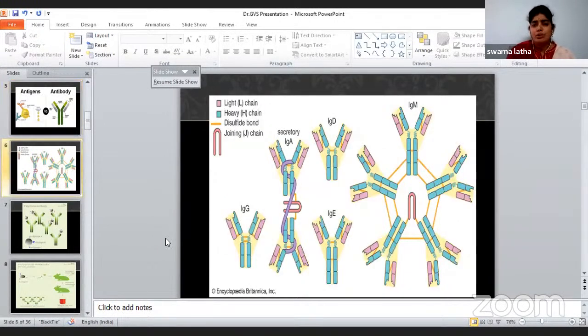And you all know that different types of antibodies are there. The difference in the antibodies is because of the heavy chain difference, because each type will have a different type of heavy chain. It may be gamma type, mu type, epsilon type. Based on that, the antibodies are further divided into 5 different types.